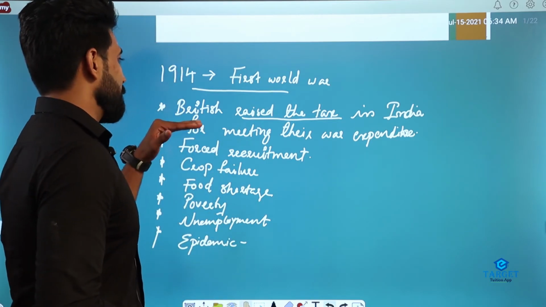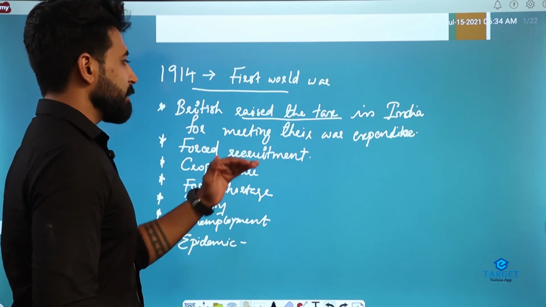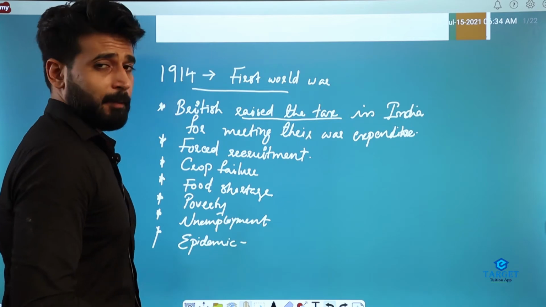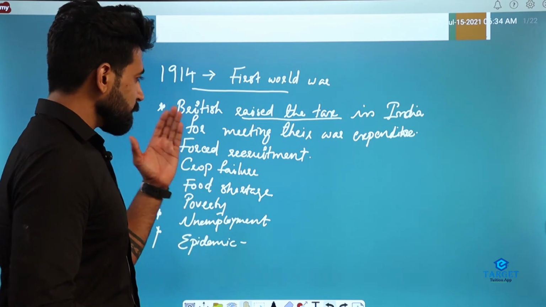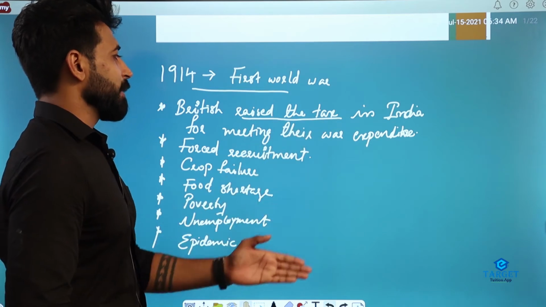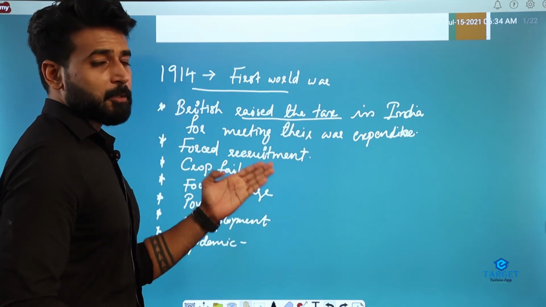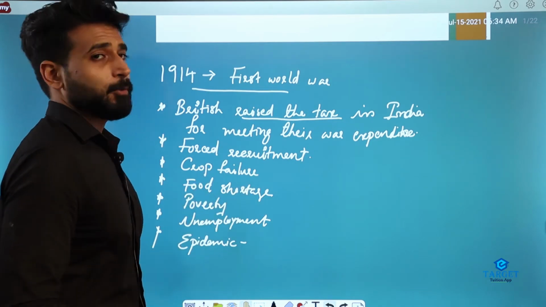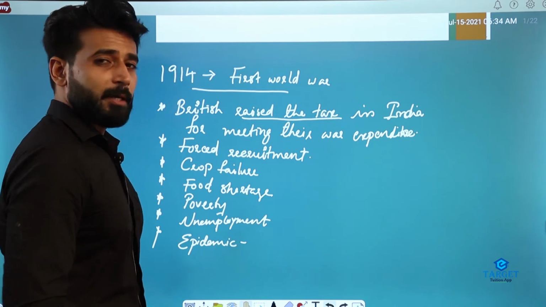1914, see, firstly, Britishers raised the tax from India. Why? For meeting their war expenditure. When the Britishers started to fight the war, what happened? They had to face a lot of economic losses. So, they started to raise the tax from India. Okay, then they started to forcefully recruit the Indian villagers to their military force. For what purpose? Because they have to fight the war, isn't it? It's a world war. They needed more and more soldiers.